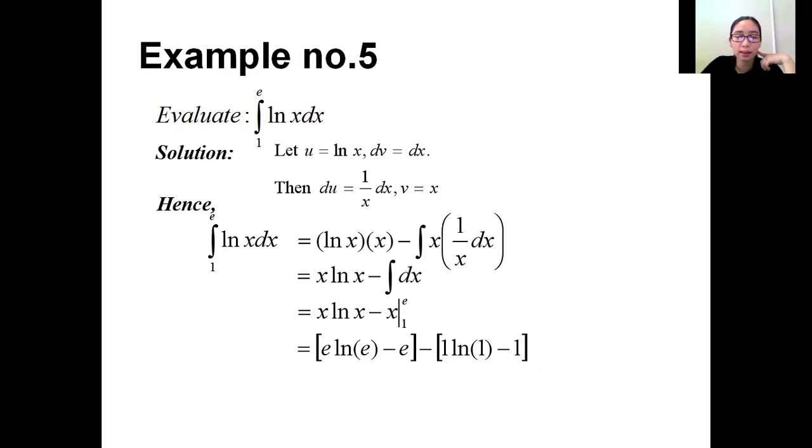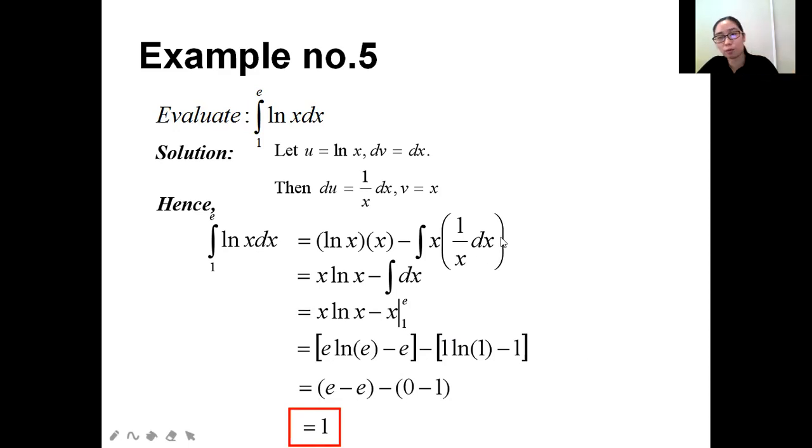You can try that in your calculators to see the answer. Anyway, when we solve this, it becomes e minus e, minus 0 since 1 ln 1 is 0, minus 1. Since e minus e is cancelled out, negative times negative is positive 1. So the answer is positive 1.